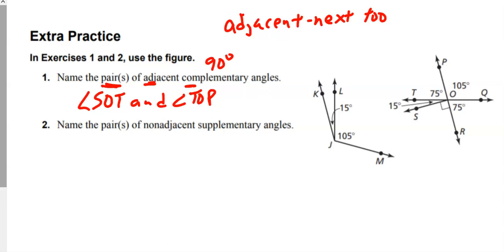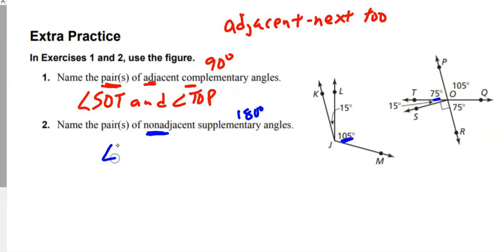So there is an example of non-adjacent complementary angles, but it didn't ask for the non-adjacent ones. Number 2 asked for the non-adjacent. These are not next to each other, and these are supplementary, so now we're thinking 180 degrees. These two are next to each other, so that wouldn't apply to the non-adjacent. So let's look at maybe 105 over here and 75. That adds up to 180, but again, they're next to each other.